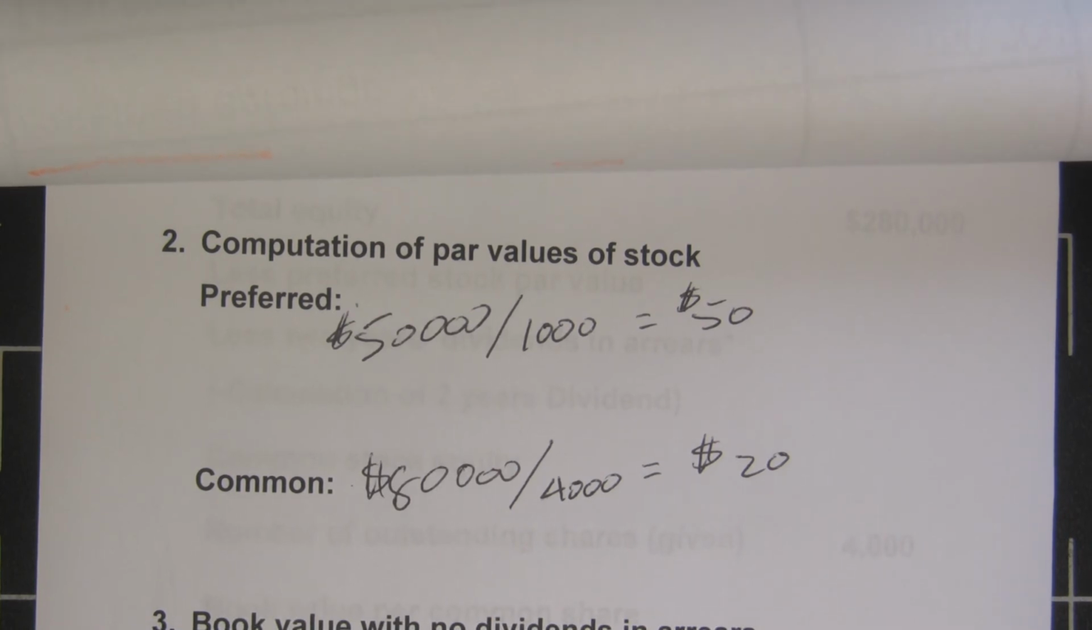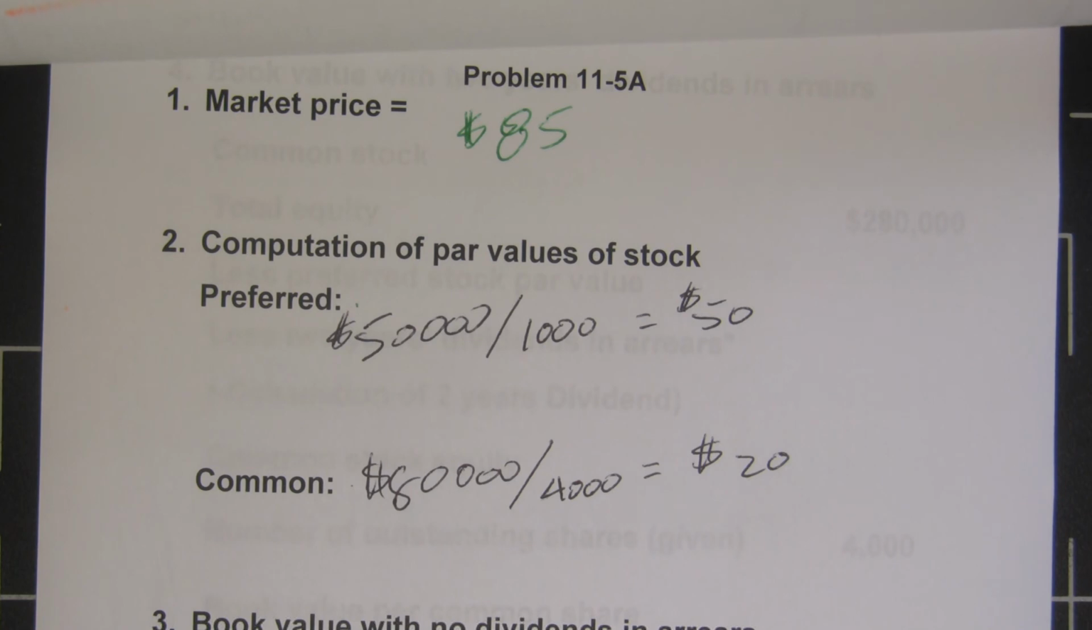When we do the next parts, you're going to see how this can change if there's cumulative dividends in arrears. That increases the amount of money we need to set aside for the preferred shareholders. So the market price is given, the par value is pretty straightforward, and the book value with no dividends in arrears: total equity minus the interest of preferred, equity available to common shareholders, divided by number of common shareholders, book value per common share, $57.50.